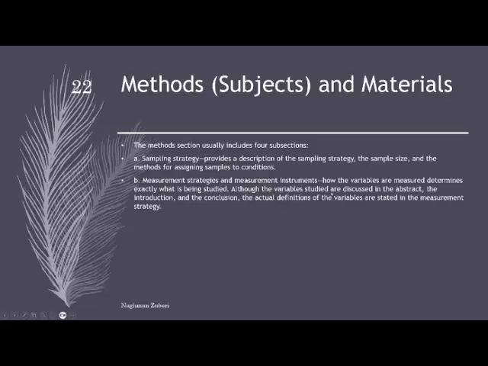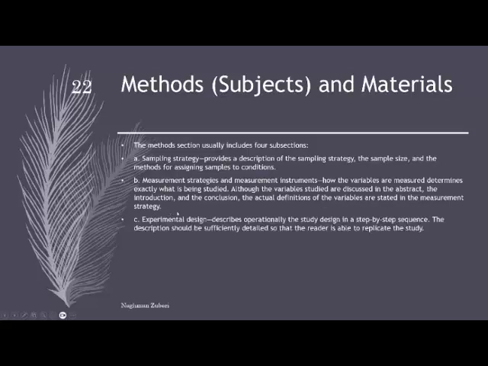Although the variables studied are discussed in the abstract, the introduction, and the conclusion, the actual definitions of the variables are stated in the measurement strategy. Then the experimental design. It describes operationally the study design, like which type of study you have conducted, whether it is a cohort study or a retrospective study, in a step-by-step sequence. The description should be sufficiently detailed so that the reader is able to replicate the study.